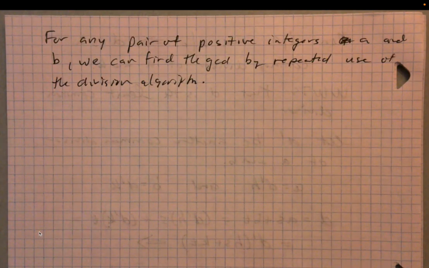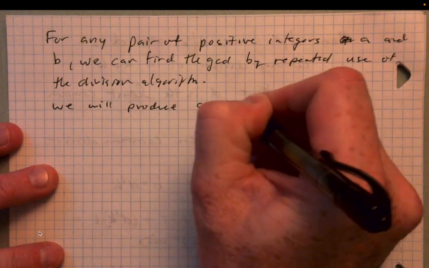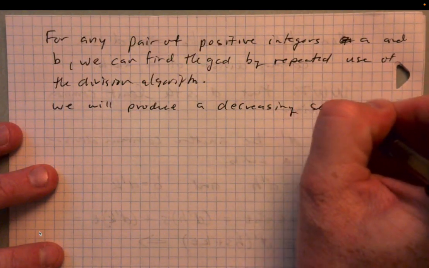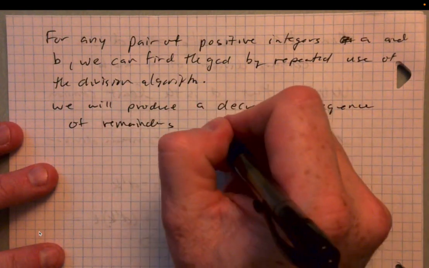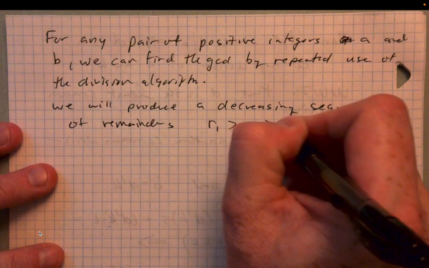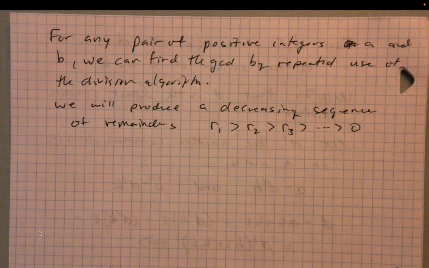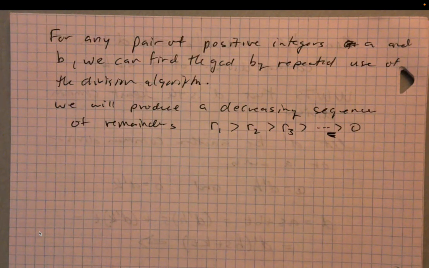It kind of depends on how you set it up, but I'll show you what I mean in a second. We will produce a decreasing sequence of remainders. We'll start with the first remainder, and then we'll have a smaller second remainder, and so on until we get to 0. And then the one right before 0, that's going to be our GCD.